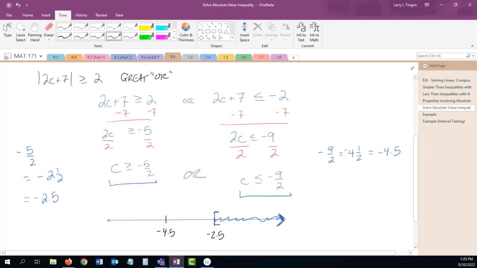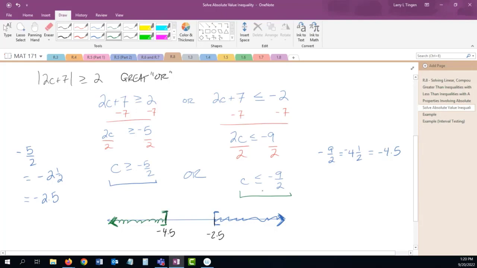And then to go on to the other side, C is less than or equal to -9/2. -9/2 is the -4.5. So I'm looking at all the things less than that. So that goes all the way to forever. And just like the other, this is included.